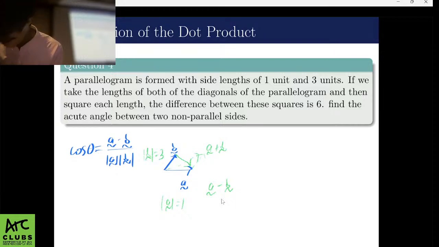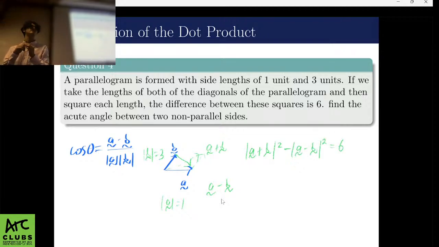And so I get, since the A plus B diagonal is longer, because the angle between A and B is acute, the magnitude of A plus B squared minus the magnitude of A minus B squared. And that will equal 6. So that is just interpreting the second line.